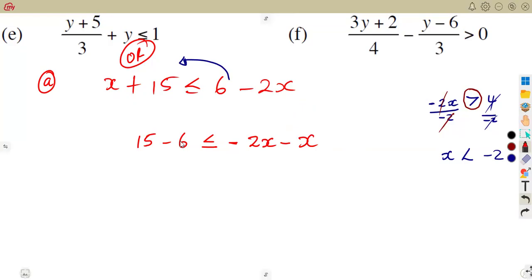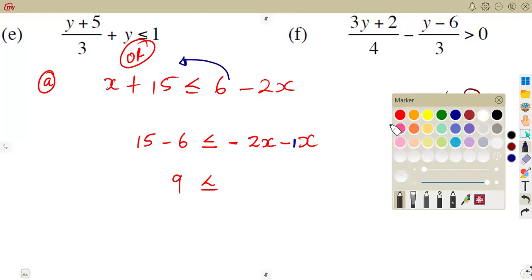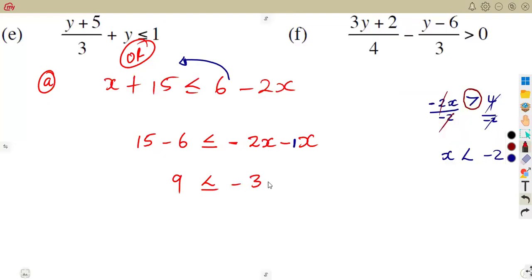Let's say this is how you collected your terms. You're going to subtract, in this case, 15 minus 6, which is 9. That's less than or equal to minus 2 minus 1. This is minus 1, like minus x, minus 1x. So that is going to give us negative 3x.